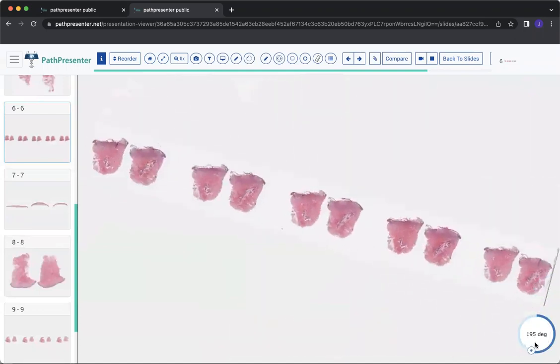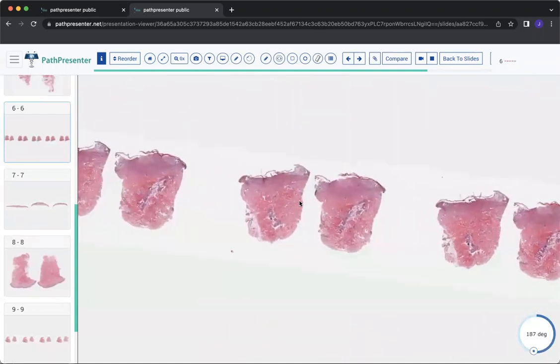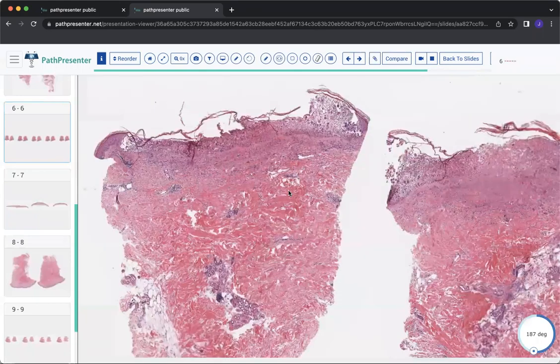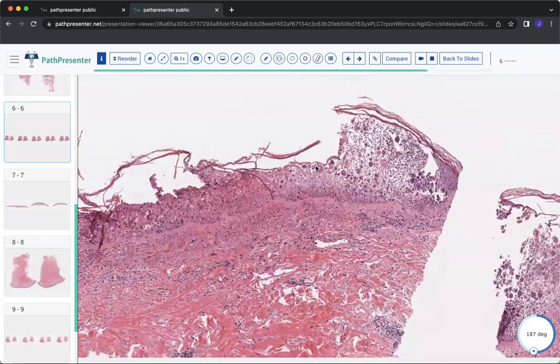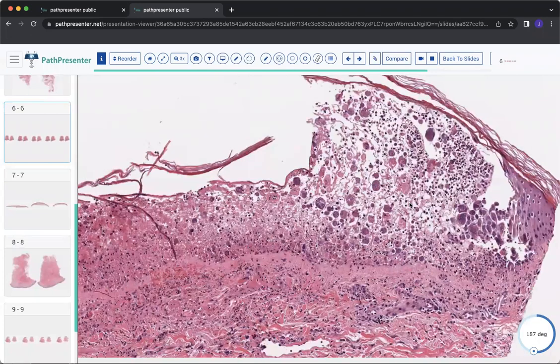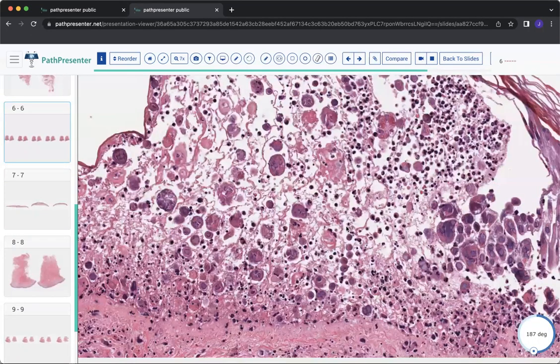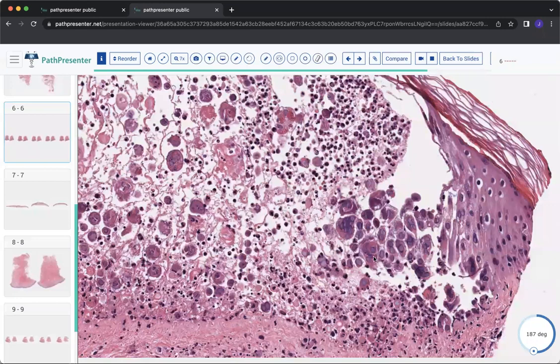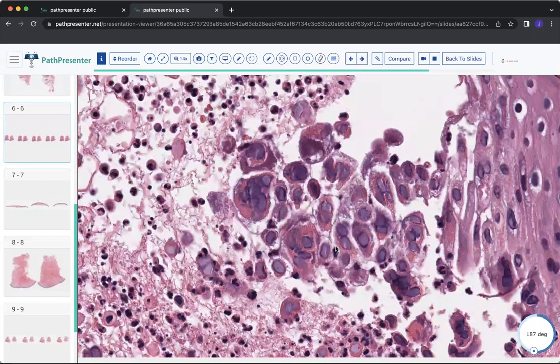All right, moving on. So here you see an intraepidermal pathologic process. It looks almost like keratinocytes are blown apart here. And so if you've seen multiple examples of this, you can actually get the diagnosis right away.